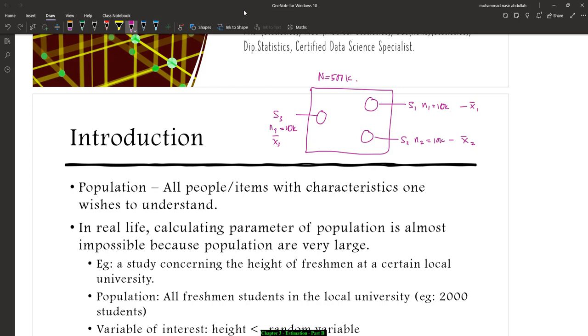The reason we are taking a lot of samples and measuring a lot of sample statistics is because we want to generalize back to the population. When we want to infer back to the population, that is the reason we do a sampling distribution.